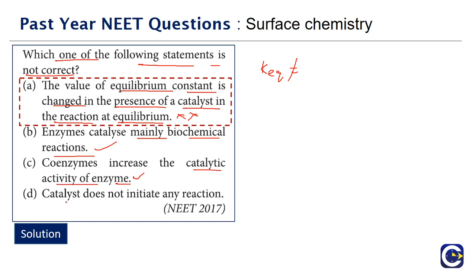Option D is saying that catalyst does not initiate any reaction. That is also correct, because the catalyst will only be able to speed up the reaction that is already happening, but it will not be able to initiate any reaction as such. So the incorrect statement is option A, which is saying that a catalyst can change the equilibrium constant.